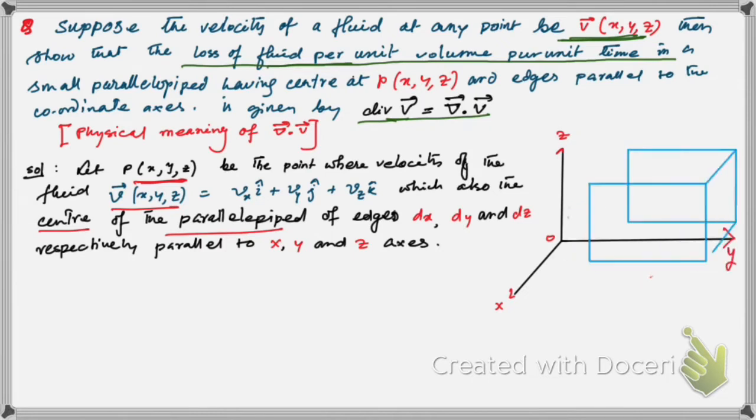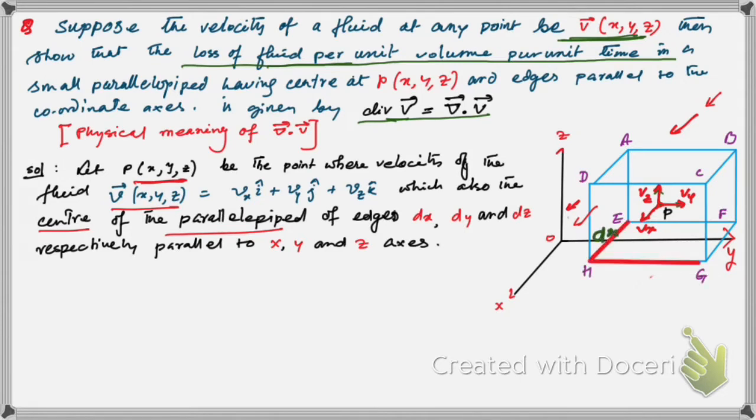Okay, this is the figure, this is point P. Here the three components of the velocity along the x, y and z axes are this: this is vx, vy, and along the z-axis it is vz. So fluid is coming from this direction, we have considered fluid coming from this direction and going out through this surface, going out in this direction, and the top surface is suppose ABCD and the bottom is suppose EFGH.